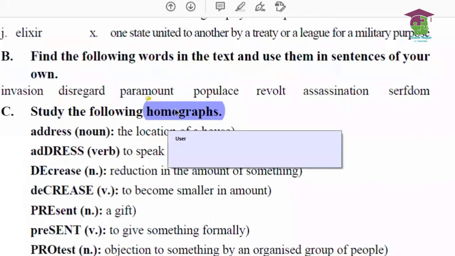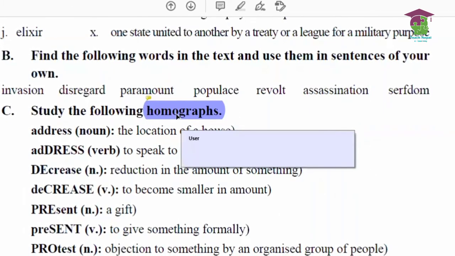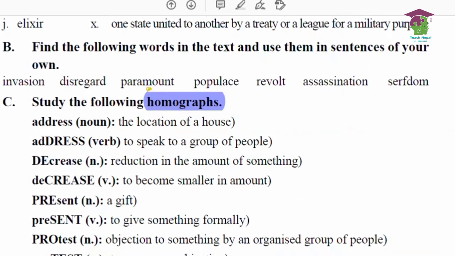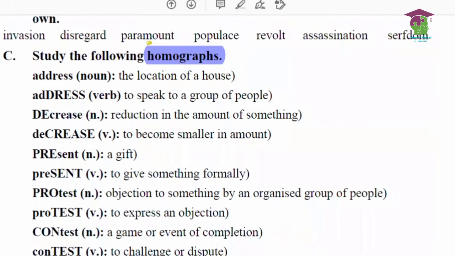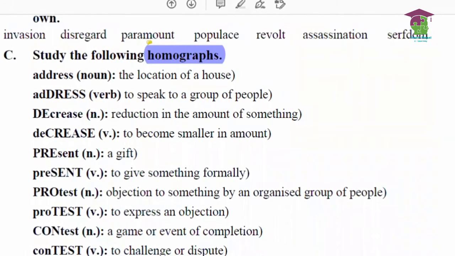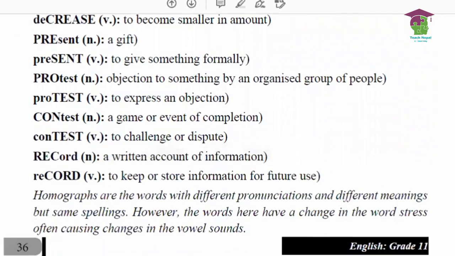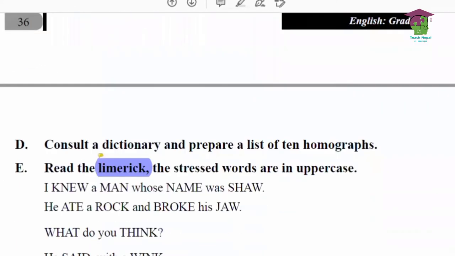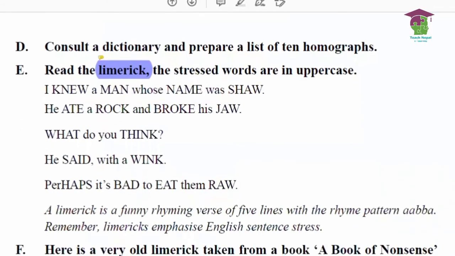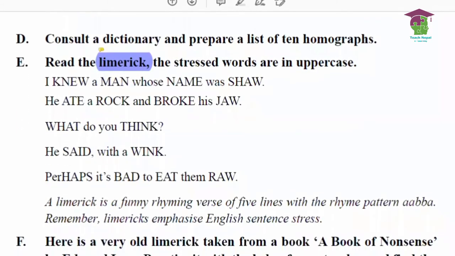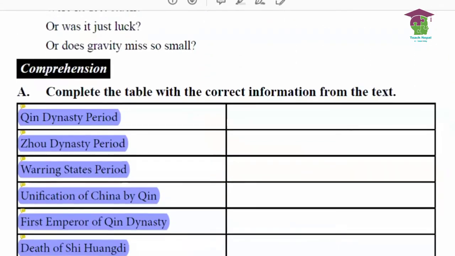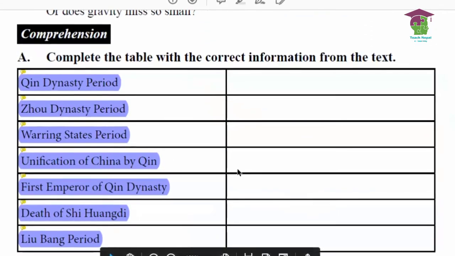Now it's homograph given there under vocabulary. Homographs are the words having the same spelling but different pronunciation and meaning. So here it's giving the focus on the pronunciation of the words or the stress, and you have been given some limericks also, some humorous verses of 5 lines. You can practice these pronunciation consulting the dictionary also.